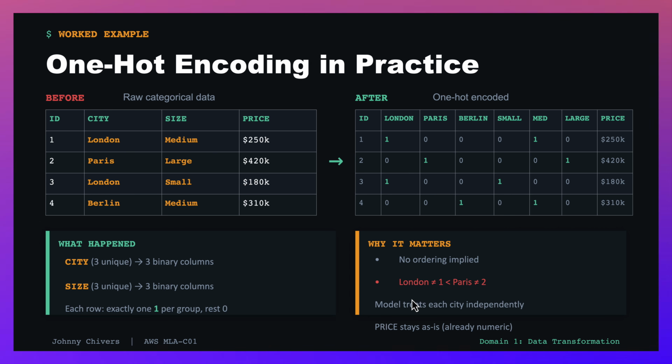So there's no ordering implied that London is greater than Paris. So the model treats each city independently. And here you can see then the city is 3 columns, the size is 3 columns along the top, and then we're just putting it in line with the price. So that's how you one hot encode variables rather than giving ordering to them. Again, important to know this for the exam.